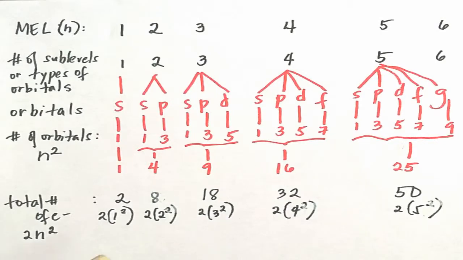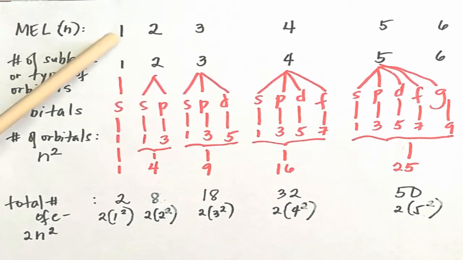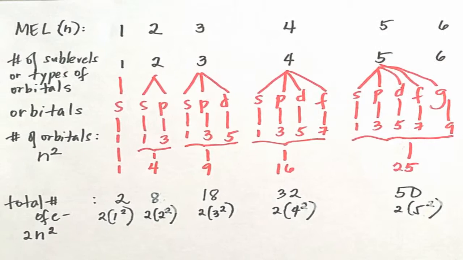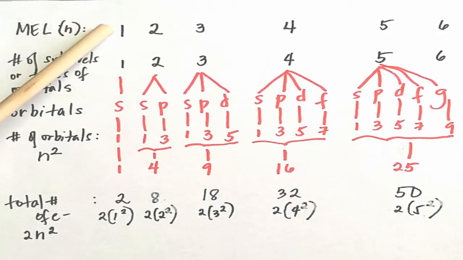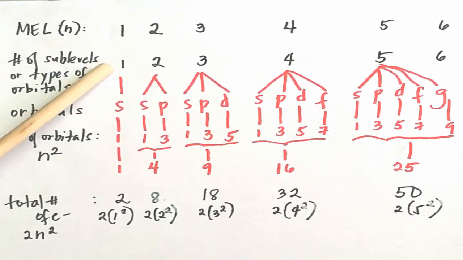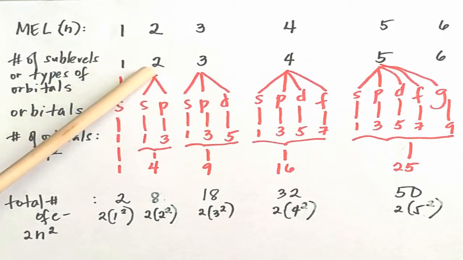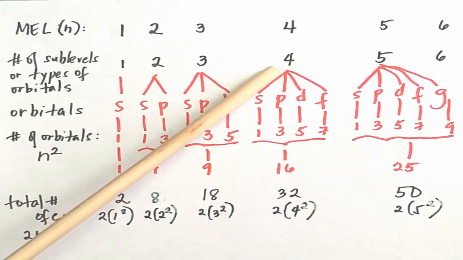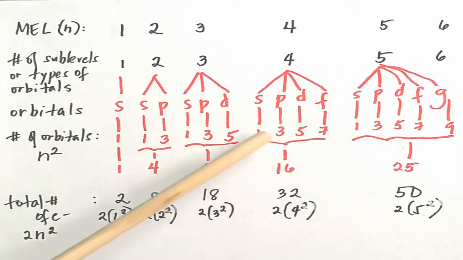So, if we follow those 3 rules, we will come up with a structure like this, where we have the main energy levels, and there are 7 of them: 1, 2, 3, 4, 5, 6, 7, each corresponding to the 7 periods in the periodic table. The number of sub-levels or types of orbitals corresponds to the main energy level number. So you have 1 for the first main energy level, 2 for the second, 3 for the third, 4 for the fourth, and so on and so forth.